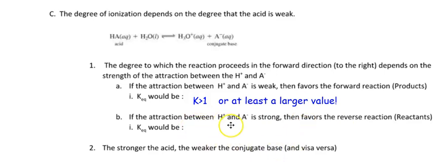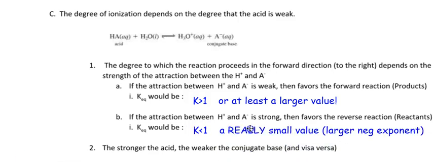So what if the attraction between H plus and A minus is strong? That means you're not going to have a lot of products. You're going to favor the reactants. You have mostly reactants left. Then what will K be here? K is less than 1. And for chapter 15, it's going to be a really small value, meaning a larger negative exponent, okay?